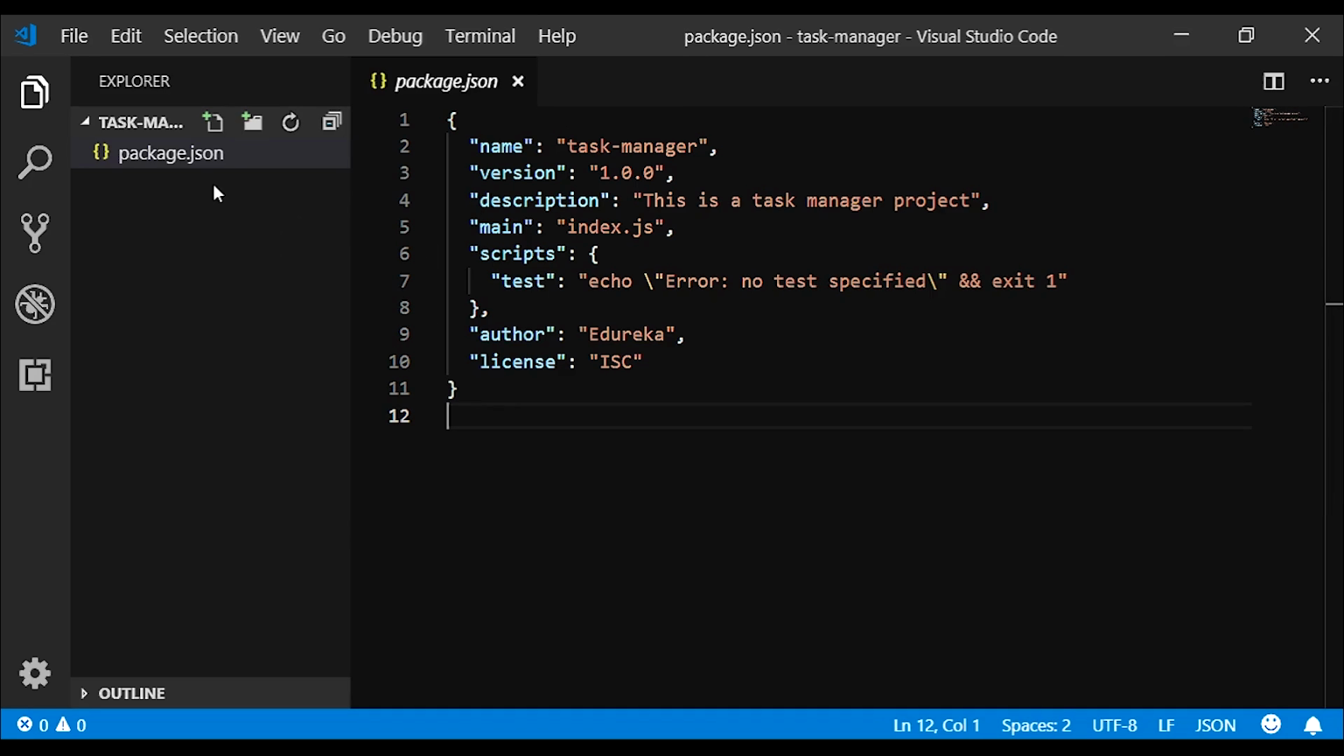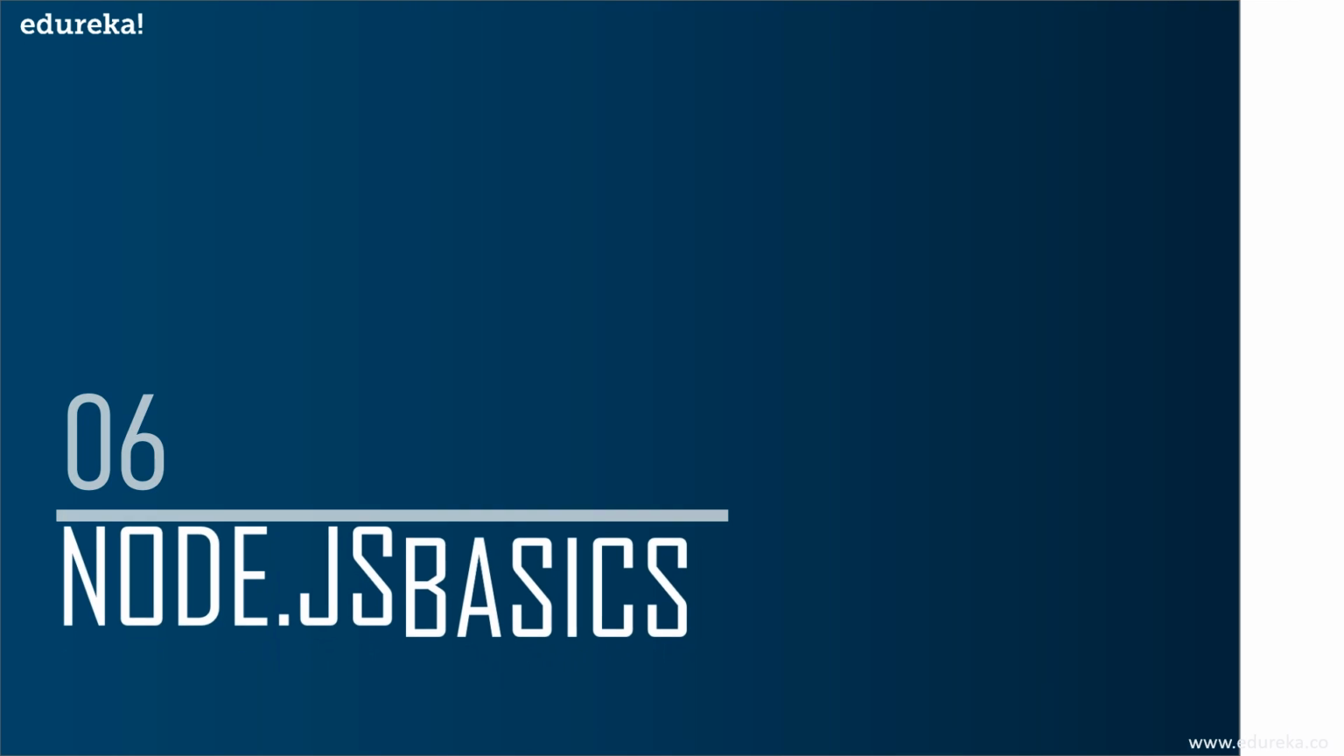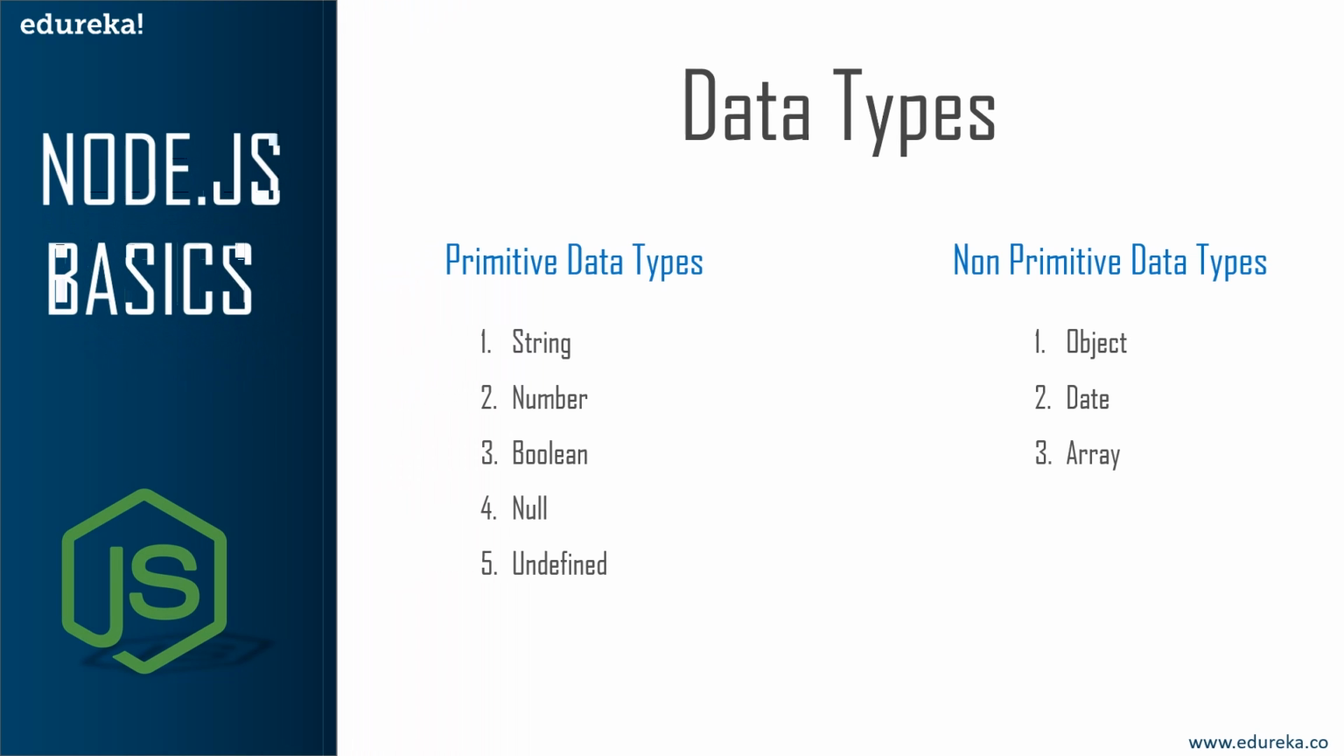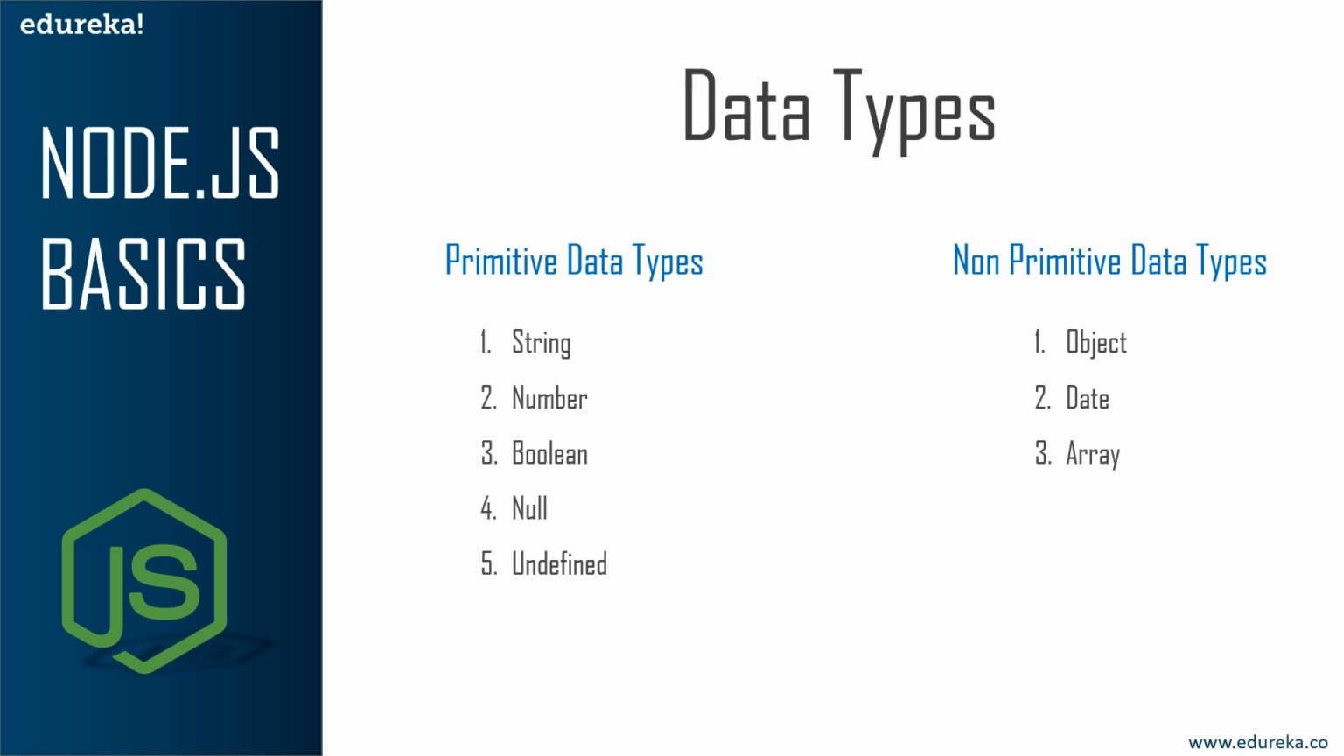And you can also manually create it, but it's better that we go for npm init as a process. So now let's go for Node.js Basics. If we talk about basics, it's like any language basics. And the main thing that we need to check out as a basic is the data types. There are certain primitive data types, and there are certain abstract data types, like non-primitive data types.